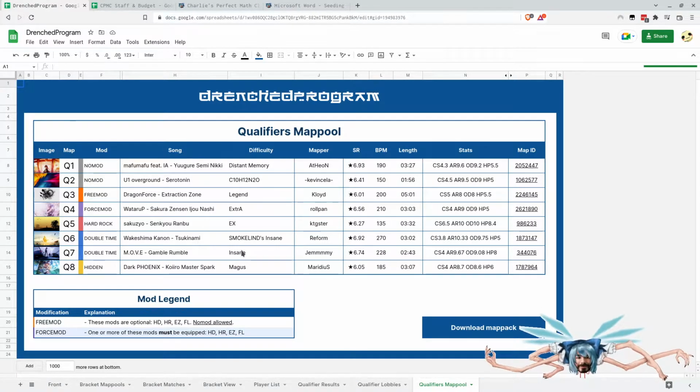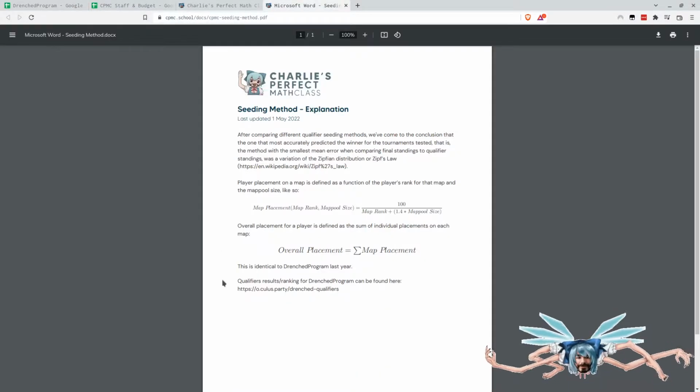What makes the qualifiers interesting, however, is the seeding system, which I have here. The seeding system is like a point system. You can read the document, go through the Wikipedia article. Basically, the reason we're doing this is because I thought that qualifier seeding methods that were in use previously were maybe not inaccurate, but not optimal, I should say. There were still some kinks that had to be figured out, and that's what I did here.